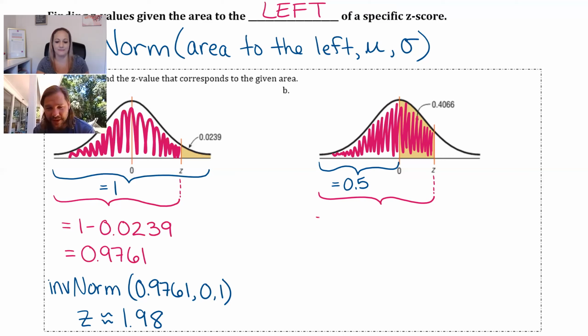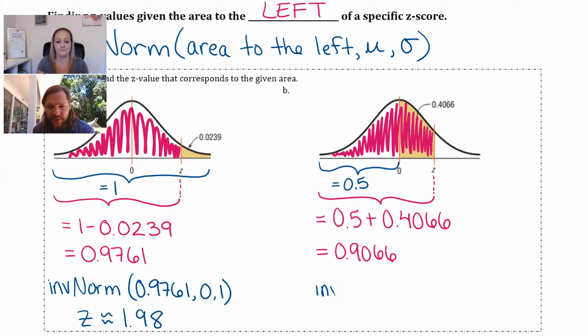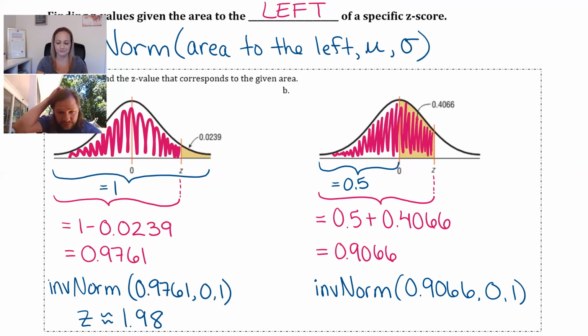That's what I wanted to say. And then we can plug it into the calculator. So it's that easy once we do that quick addition. So we want inverse norm of 0.9066, and then again 0 and 1 because this is a standard normal distribution. And we calculate a z-score of 1.32.